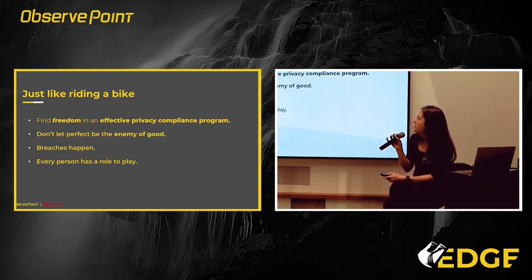So I hope that this information's been helpful for you and that you either can improve, build. Maybe your privacy program is just great as it is, and you find freedom in having that privacy program. Don't let perfect be the enemy of the good. So make any efforts to correct issues and risks and vulnerabilities as you see them. It doesn't have to be perfect. Breaches happen, and everyone has a role to play.